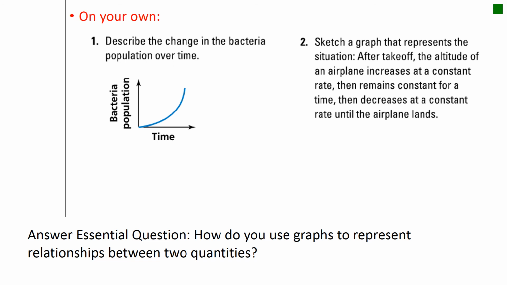Thanks for pausing your video. Okay, describe the change in the bacteria population over time. So this one would be at an increasing rate over time. The bacteria population increases at an increasing rate over time because it's curvy. Okay, sketch a graph that represents the situation.